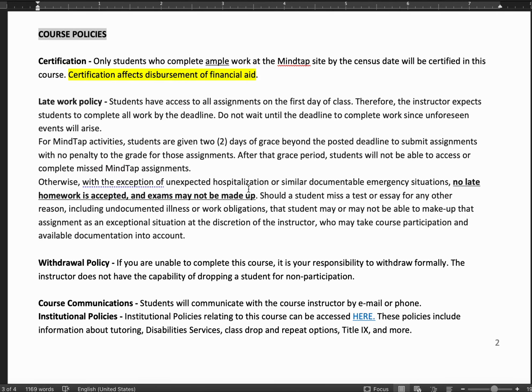After the 4th day of class, the class needs to be certified. Your attendance needs to be certified for financial aid purposes. Certification affects the disbursement of financial aid.